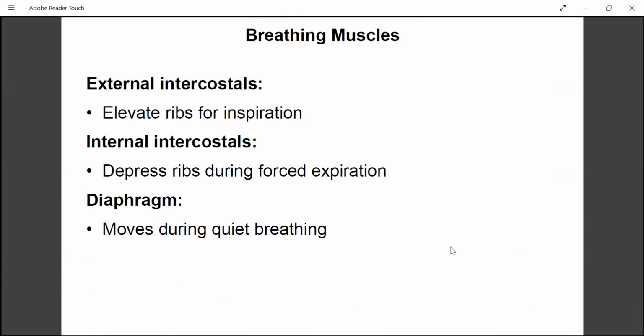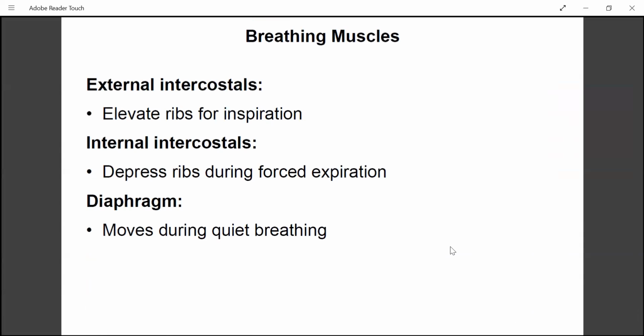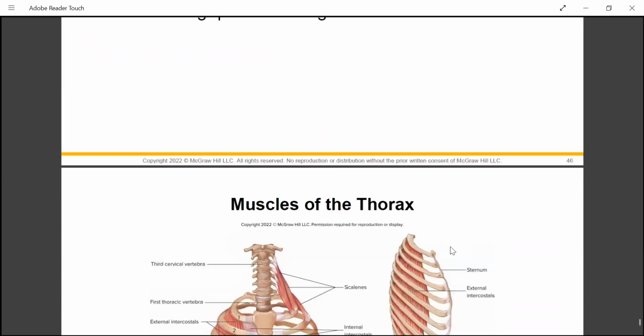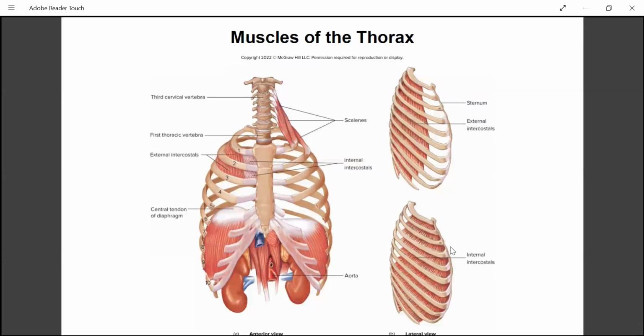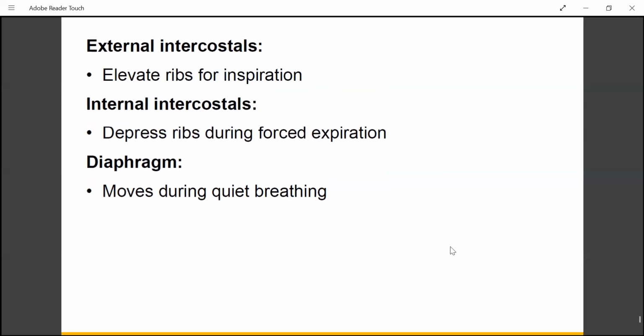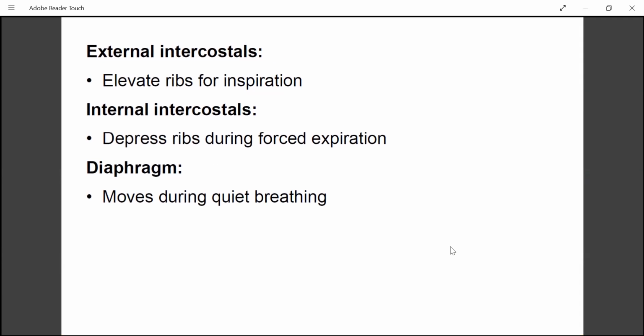So you should know these 3 muscles contribute to aiding in breathing. So the external intercostals, the internal intercostals, and the diaphragm are all important for breathing. So this shows your intercostals are between your ribs. So the internal intercostals depress the ribs as you breathe out, while the external intercostals elevate. So think E external, E elevate.